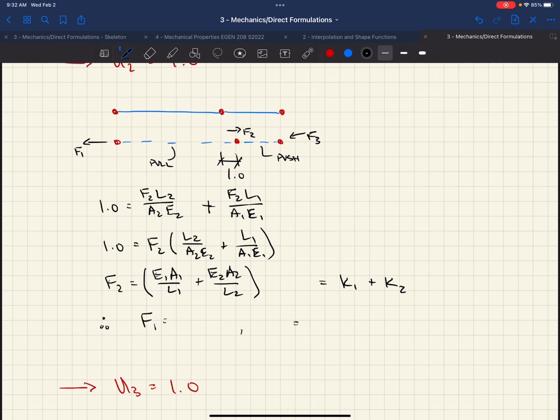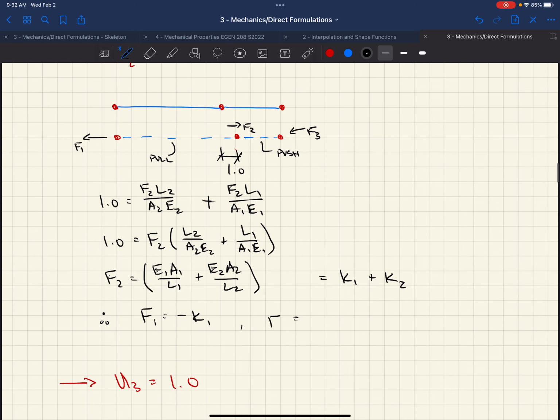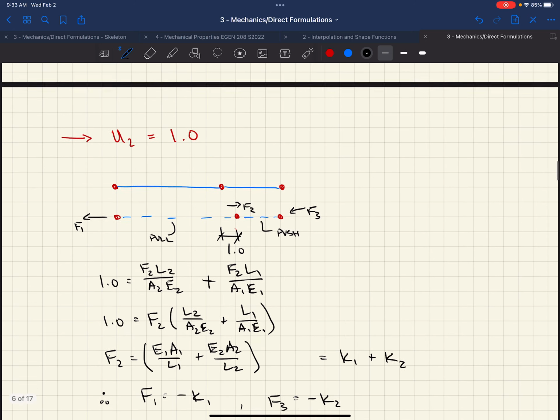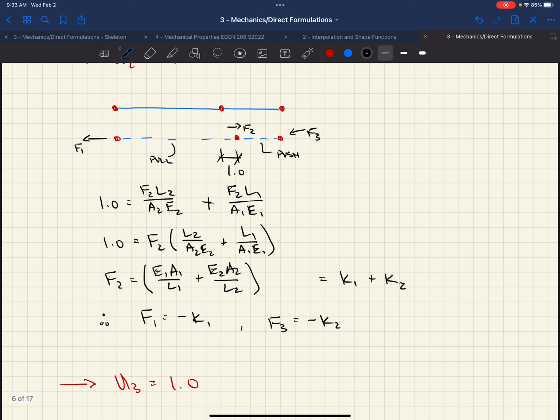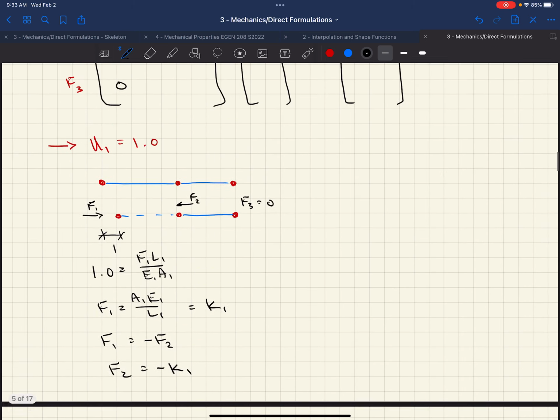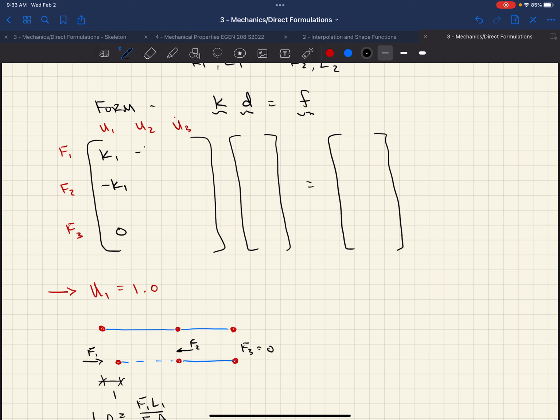Therefore, F1 equals negative K1 and F3 equals negative K2, right? If you did the same thing and said we need to resist that force in each one of those rods, if it displaces 1 unit out to the side, you could say that that unit displacement is now equal to F times L over AE. So what do we get? Well, now our vector of forces, we have F1 equals negative K1, F2 is K1 plus K2, and F3 is negative K2. So we get negative K1, K1 plus K2, and negative K2.